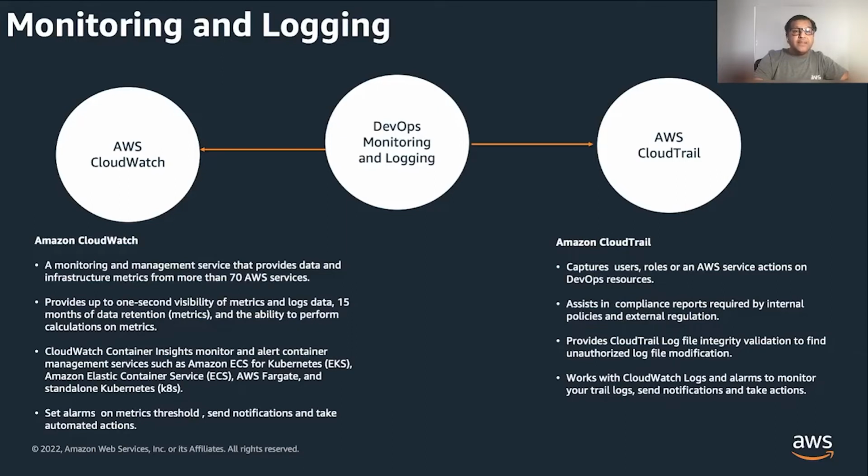CloudWatch Container Insights is another important functionality which monitors and alerts on container management metrics such as Amazon ECS, Kubernetes, EKS, AWS Fargate, and standalone Kubernetes. We can set alarms on the metrics threshold and send notifications to take actions.